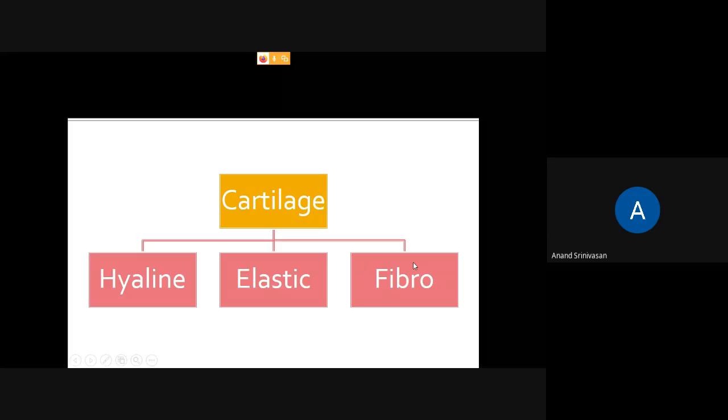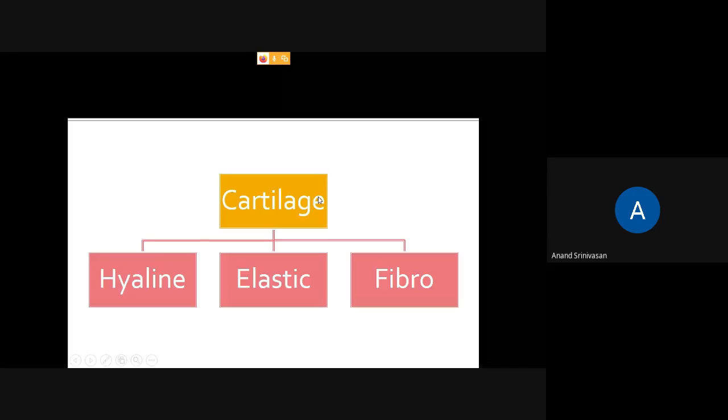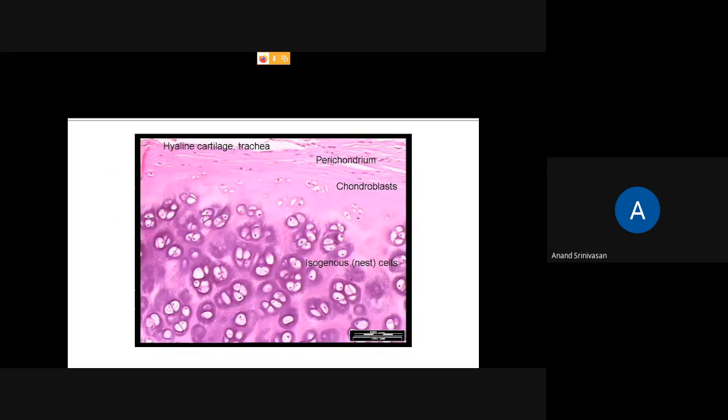Now, just like the previous sessions, we will see how hyaline cartilage looks along with examples, how elastic cartilage looks and what the examples are, and how fibrocartilage looks and what the examples are. All three contain chondrocytes. Hyaline cartilage contains chondrocytes, elastic also contains chondrocytes, and fibrocartilage also contains chondrocytes. Now, how are we going to differentiate them?